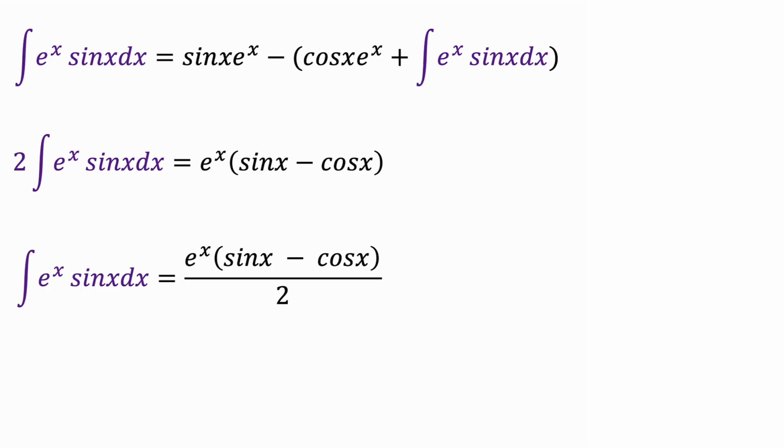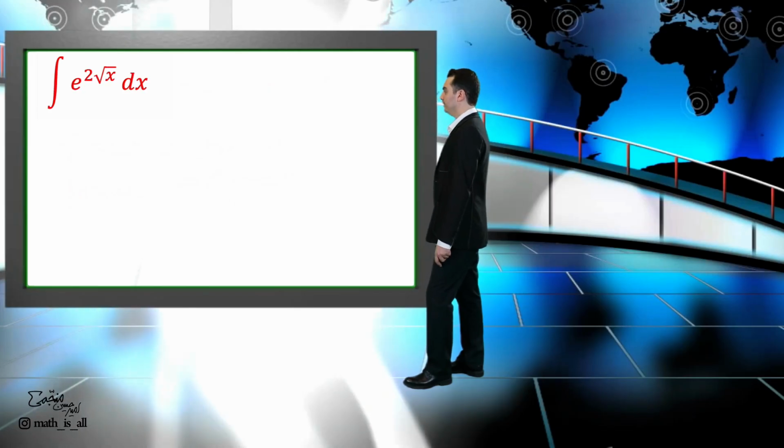We call these recursive integrals. When you have a trigonometric and an exponential term, the original problem always reappears in your solution. Move that integral to the left. It becomes double, then divide by 2. Okay, let's move on to another example.